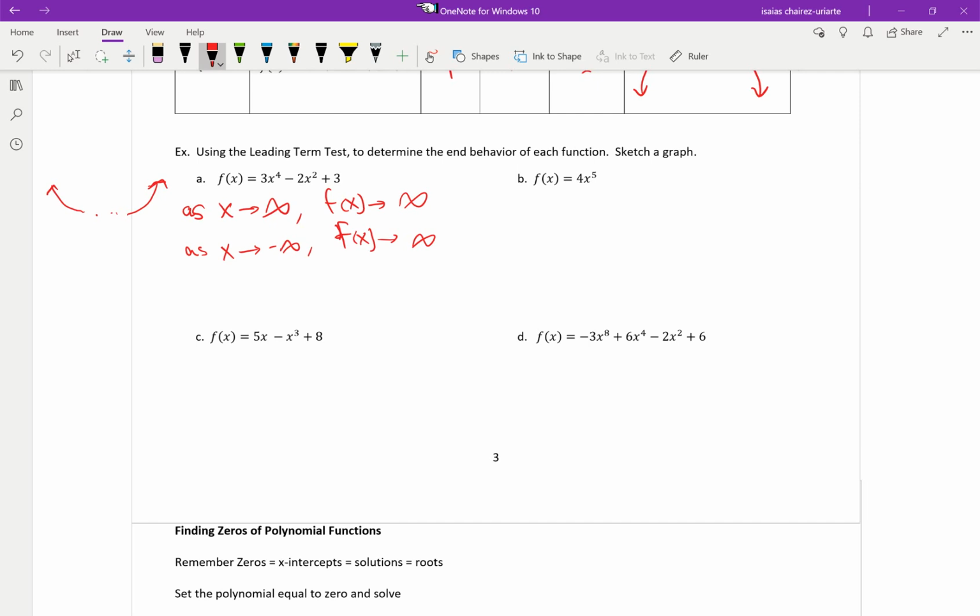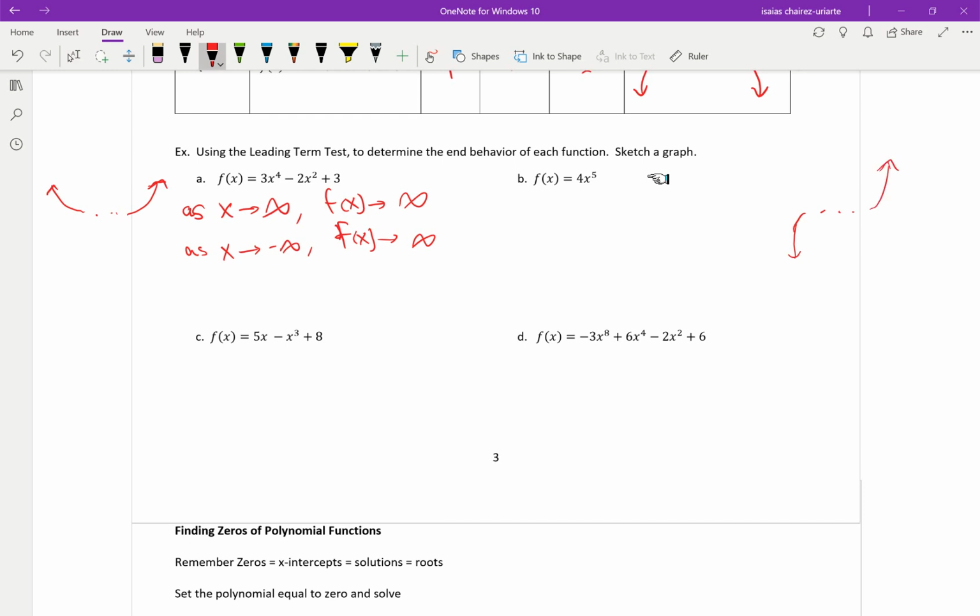All right, next example, part B. This is an odd degree polynomial. So this is odd degree, the degree is 5. I have a positive leading coefficient. So that means, actually I'm going to sketch the little sketch of my graph first, and then I'll answer the question about end behavior second.